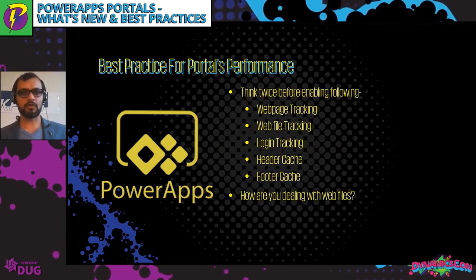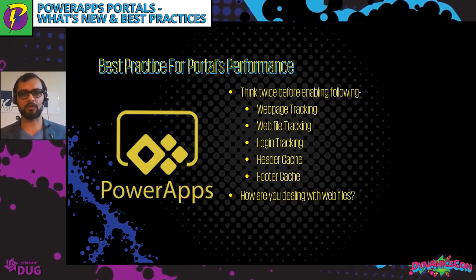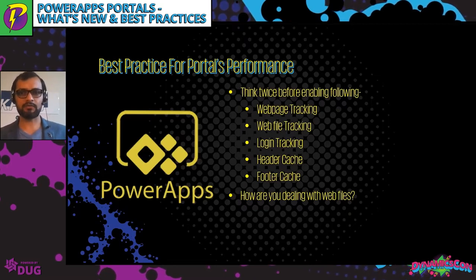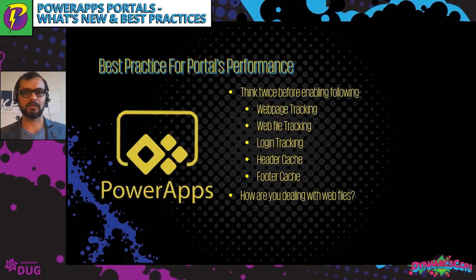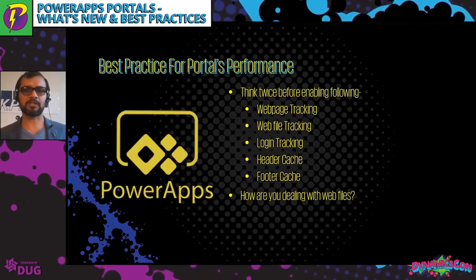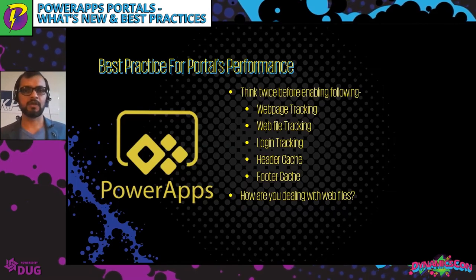So the portal checker rule will check this scenario and will let you know or give you an indication if you have more than 500 active web files in your portal. If all of these files represent static content like CSS, JavaScript, images, then you can take some of the following actions to mitigate the issue.